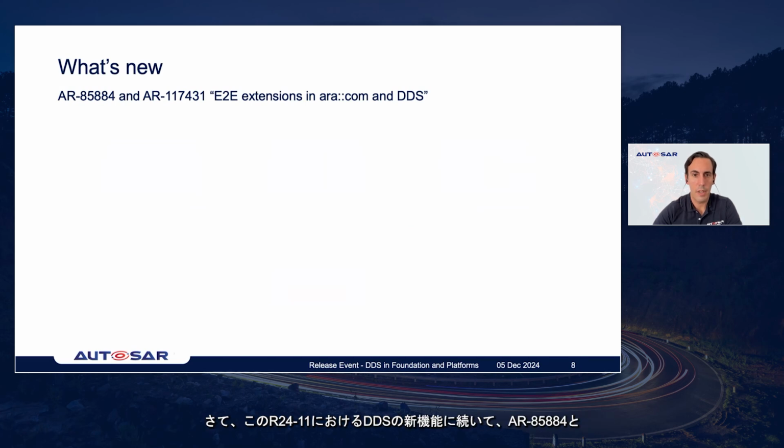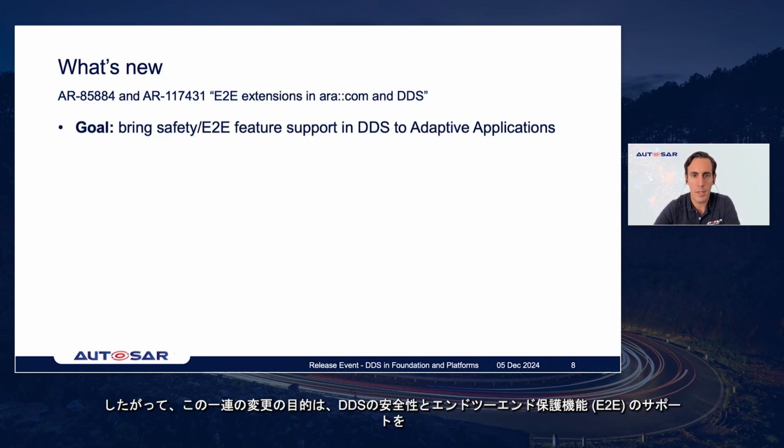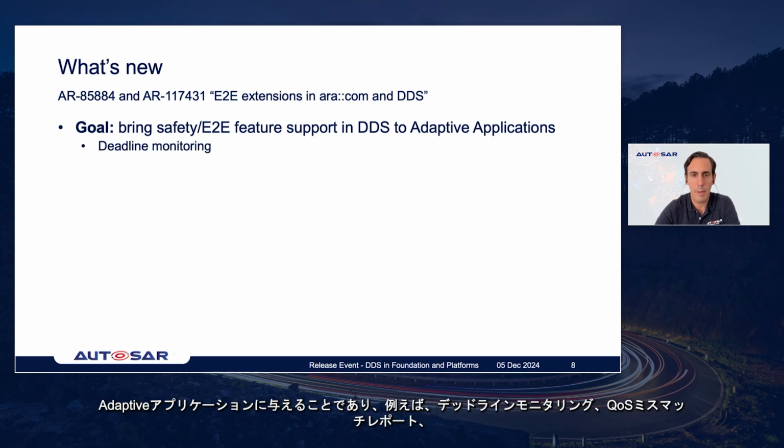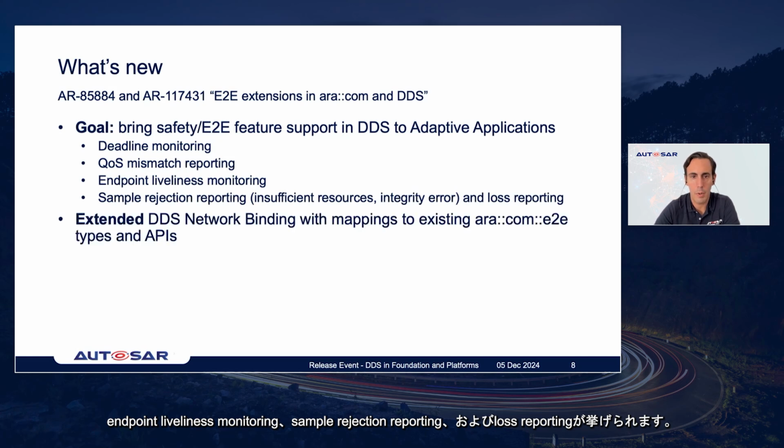Okay, so continuing with new features for DDS in this release 24-11, we have AR85884 and AR117431. And these two changes together, I have, let's say, informally titled end-to-end extensions in Aracom and DDS. The goal of this set of changes is to bring safety and end-to-end protection feature support in DDS to adaptive applications. Things like deadline monitoring, QoS mismatch reporting, endpoint liveliness monitoring, sample rejection reporting, and loss reporting.